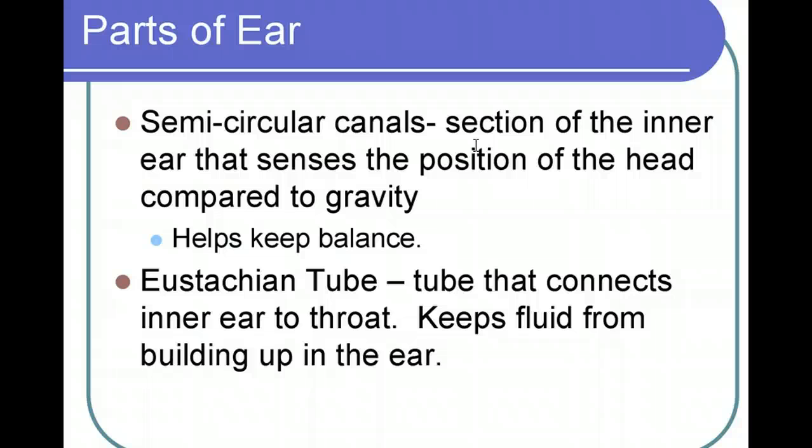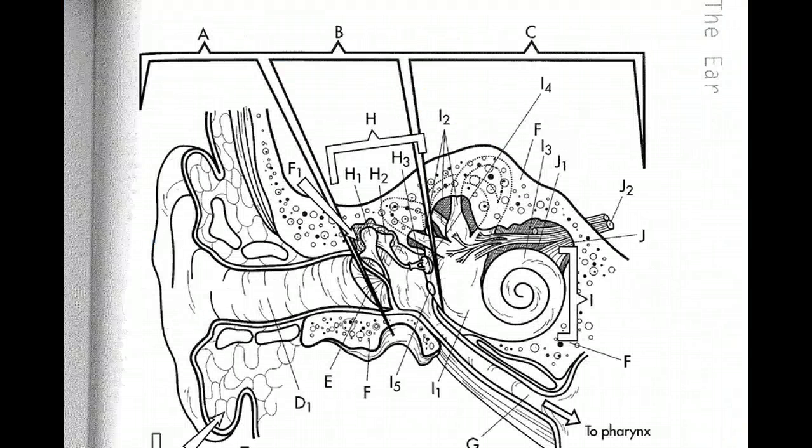One of the reasons that children have so many ear infections is because their eustachian tube is smaller and more narrow. So if they get a cold, the eustachian tube will sometimes be pinched shut and fluid will build up in the ear. As you get older, your eustachian tube gets wider, which makes it less likely to happen. Let's take a look at the drawing of the ear to look at the semicircular canals and the eustachian tube.